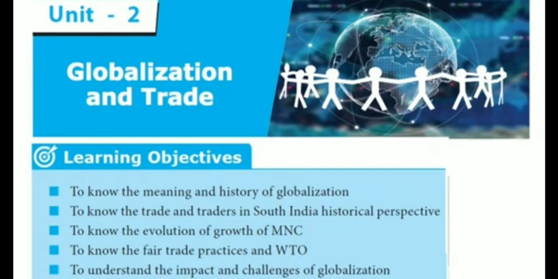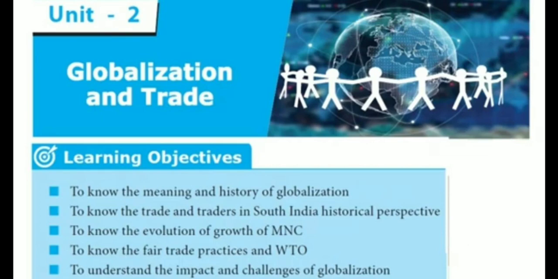Can you give some example for this globalization? Yes, right. That is social media. Which are the platforms of these social media? Facebook, Twitter, Instagram, isn't it? These are examples of globalization. Next, what is trade? Do you know what is trade? Trade means buying or selling of goods and services between people or countries.